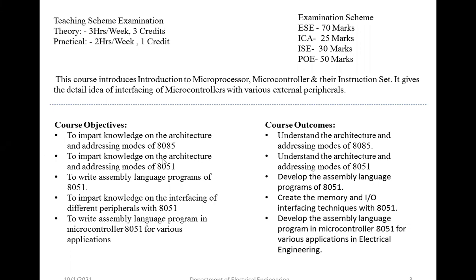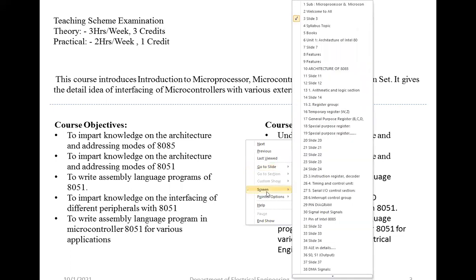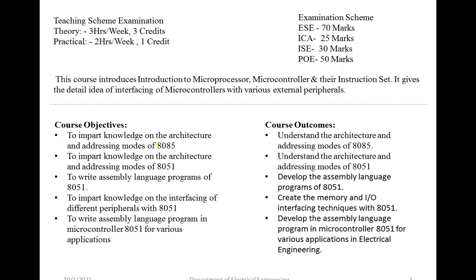Different processors are used, but here is a very basic processor, which is the 8085. The very basic processor is the 8085. So this is the 8085 processor. We are discussing the 8085 first. What is the objective of our course? We are discussing the 8085 first.